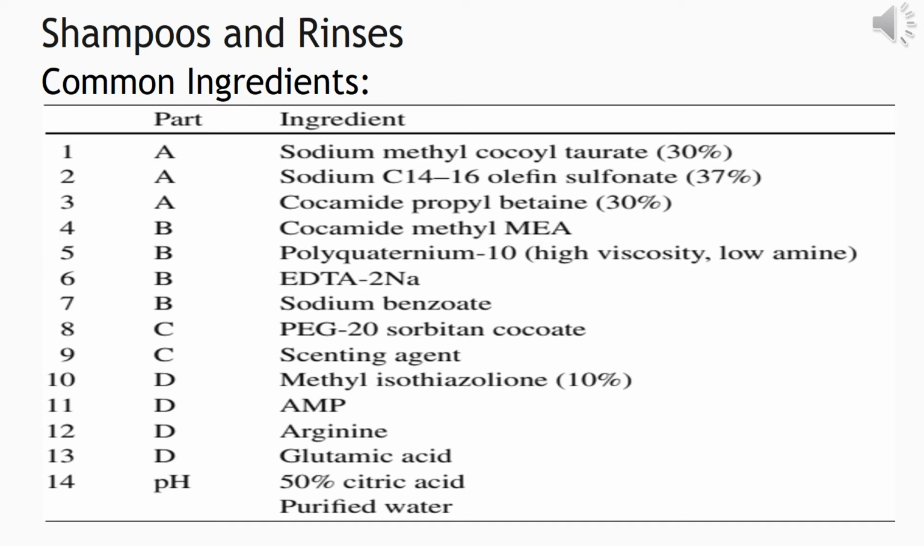Then is D, methyl isothiazolinone. Then will be AMP. Then will be arginine, that is the amino acid. Then glutamic acid, number 13. Then number 14, 50% citric acid. Then purified water will be used in it.